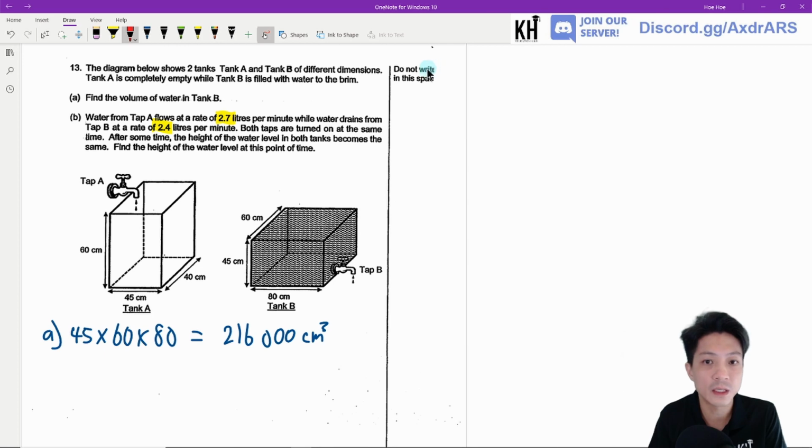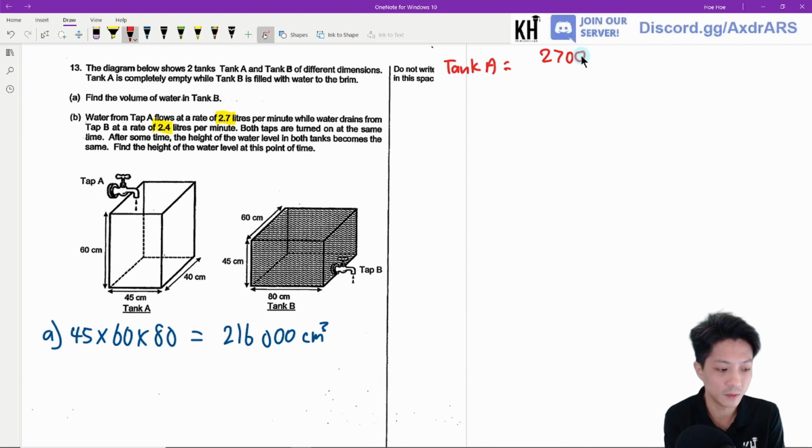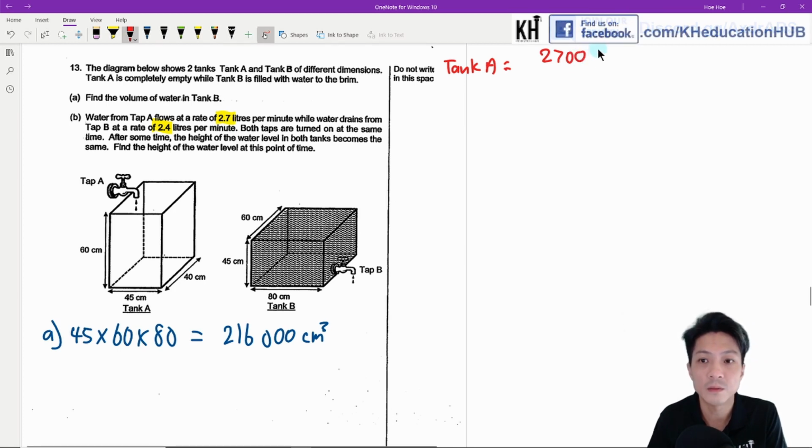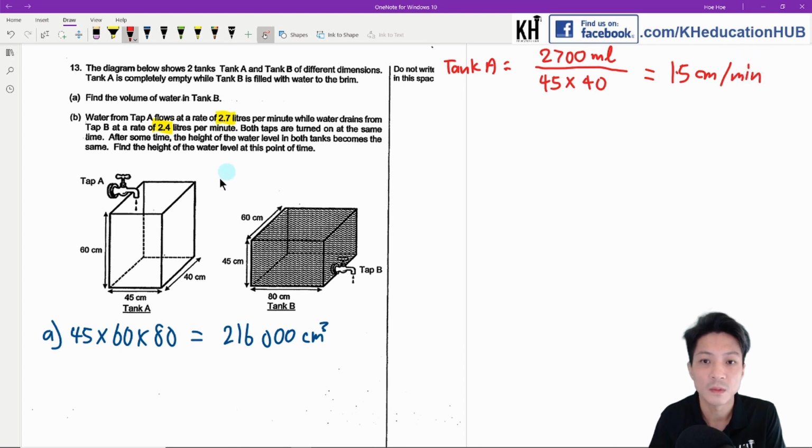Okay, for tank A, I'm gonna find the increase in height per minute by using 2.7 liters, which is 2700 ml. Okay, if I would divide by the base area, which is 45 times 40, okay, this is going to give me 1.5 centimeter per minute. Okay, which means that every minute the height of tank A will increase by 1.5 cm.